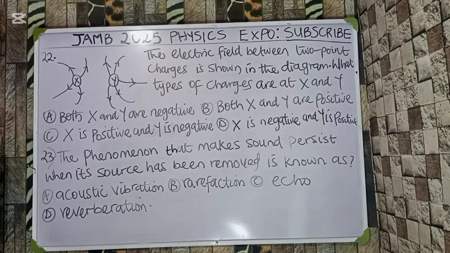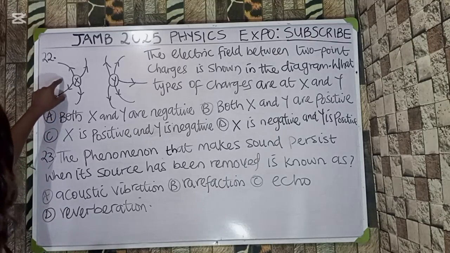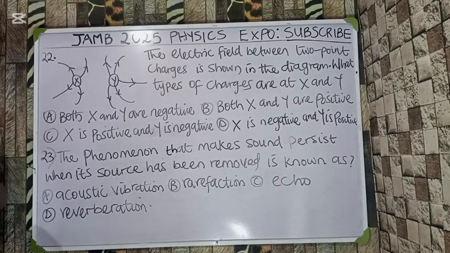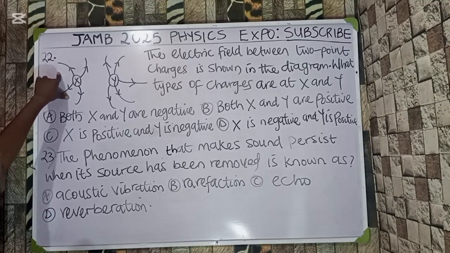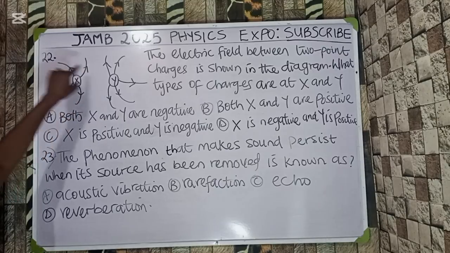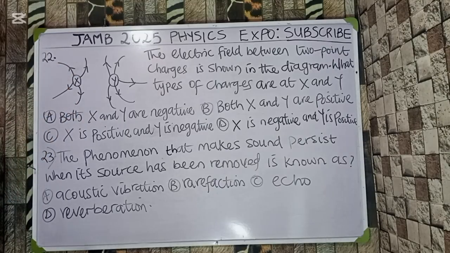The electric field between 2-point charges is shown in the diagram. What types of charges are at x and y? Now look at it. We have body what? X, and we have body what? Y. How do you know the kind of charge that we have? The direction of the field is moving outside, that means it is a negative charge. So this is going out and this is going out. So both of them are said to be what? Negative, right? Now that means that the answer to this question is option what? Because both of them are negative.